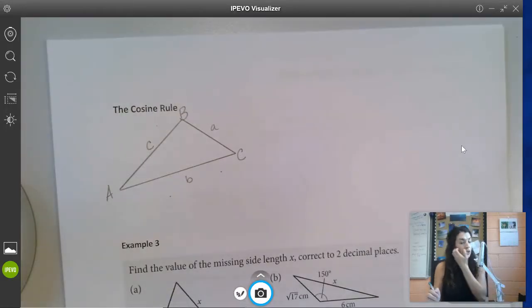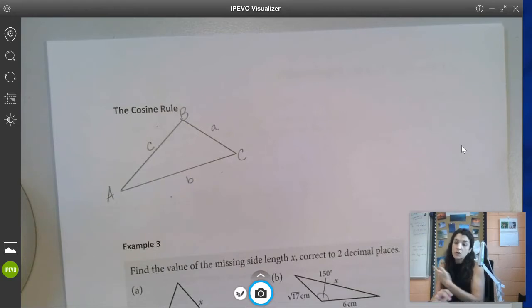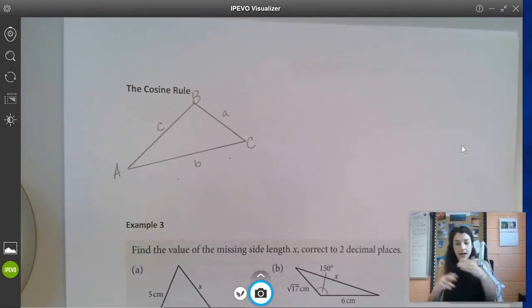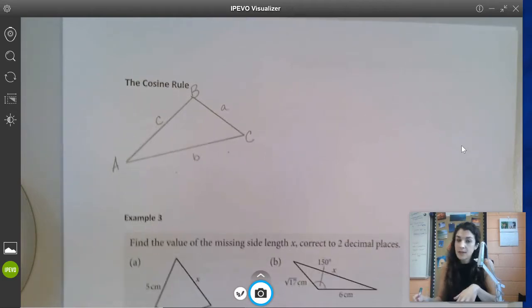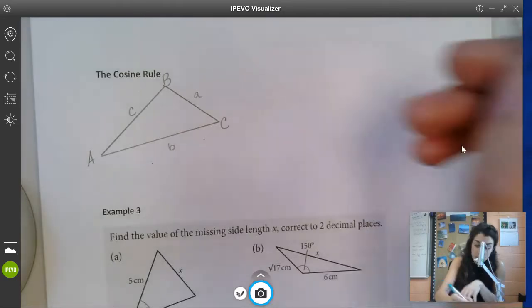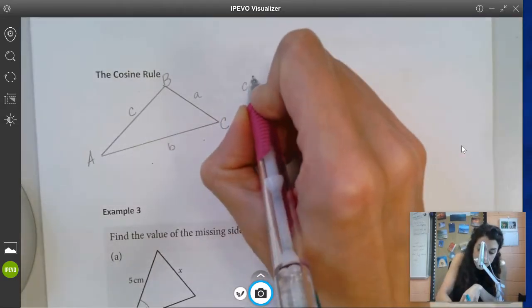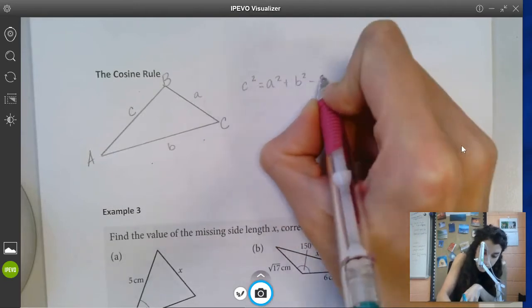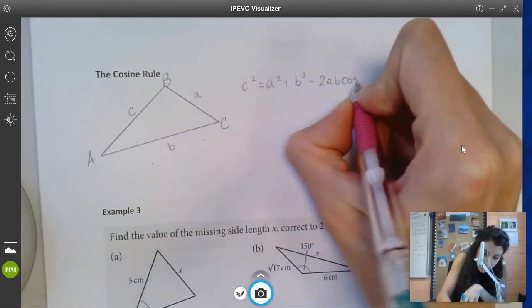The cosine rule, again, relies on this relationship of an angle and its opposite side. So its formula is saying, hey, we're talking about an angle and its opposite side and these other things. It doesn't necessarily have to be a side length of A or an angle of B. So c squared equals a squared plus b squared minus 2ab cosine of C.